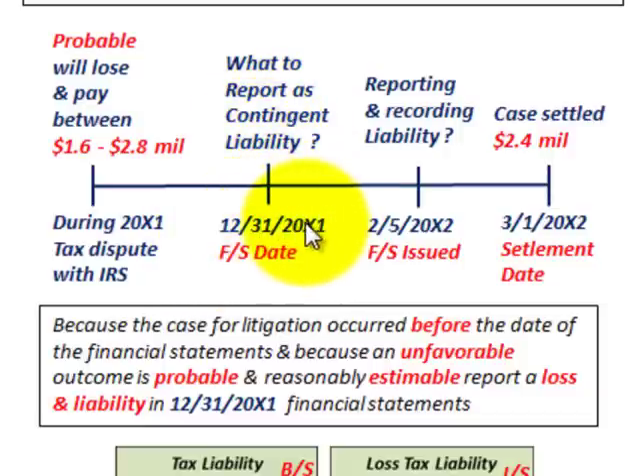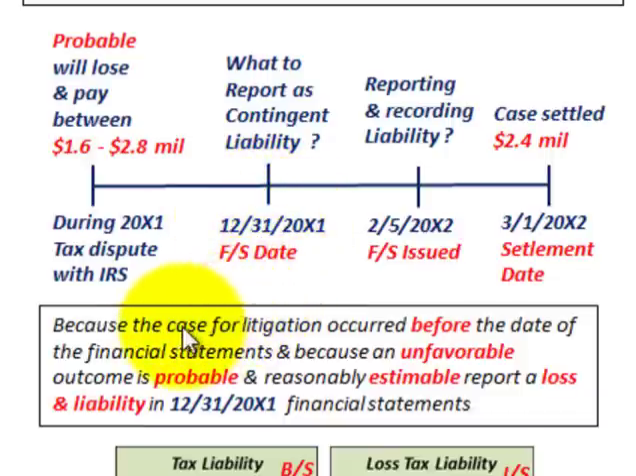What would have to be reported as a contingent liability on our financial statement date, 12/31/20X1? The other key point is that this liability was reported and recorded on 2/5/20X2, when the financial statements for the year 20X1 were issued. And just to point out, this case was settled for $2.4 million on 3/1/20X2. That was the settlement date with the IRS on this tax dispute, after the financial statements were issued and well after the year end, the financial statements date for 20X1.